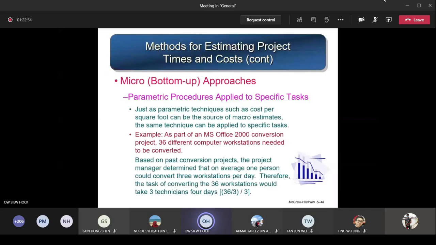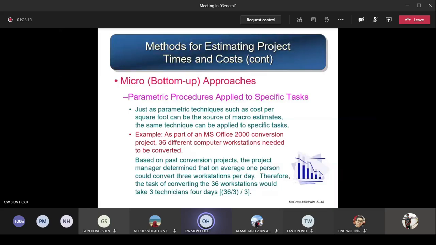Next is the parametric procedure applied to specific tasks. Just as parametric techniques such as the cost per square foot can be the source of macro estimates, the same technique can be applied to specific tasks. For example, as part of an MS Office 2000 conversion project, 36 different computer workstations needed to be converted. So it means you're upgrading to MS Office 2000.